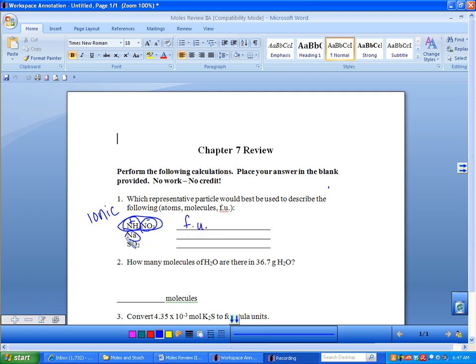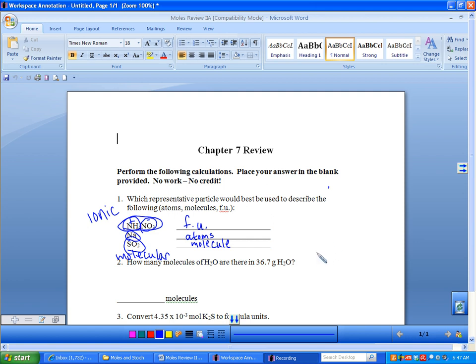This is simply an element off the periodic table, so it has atoms as its representative particles. And this is 2 nonmetals, so that is a molecular compound. So we call this representative particle a molecule.